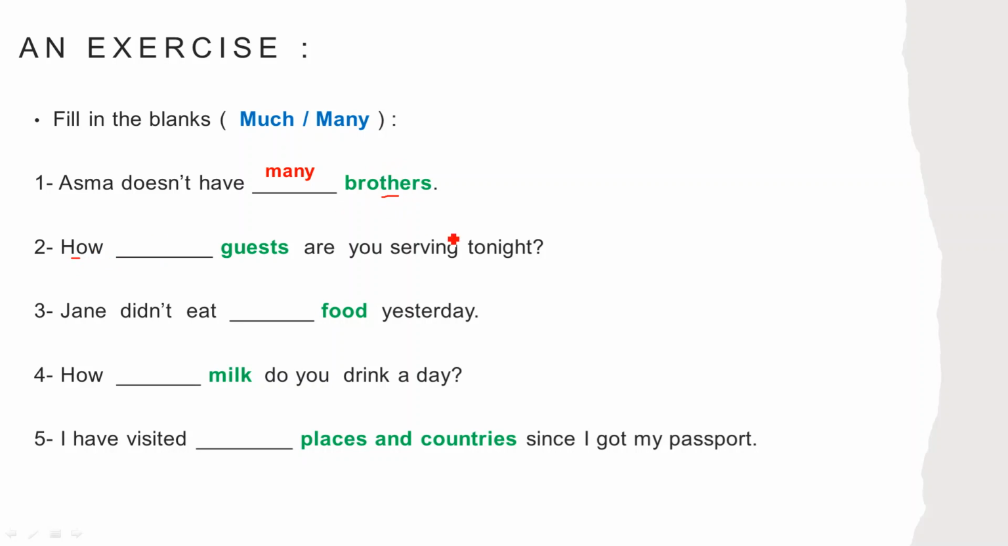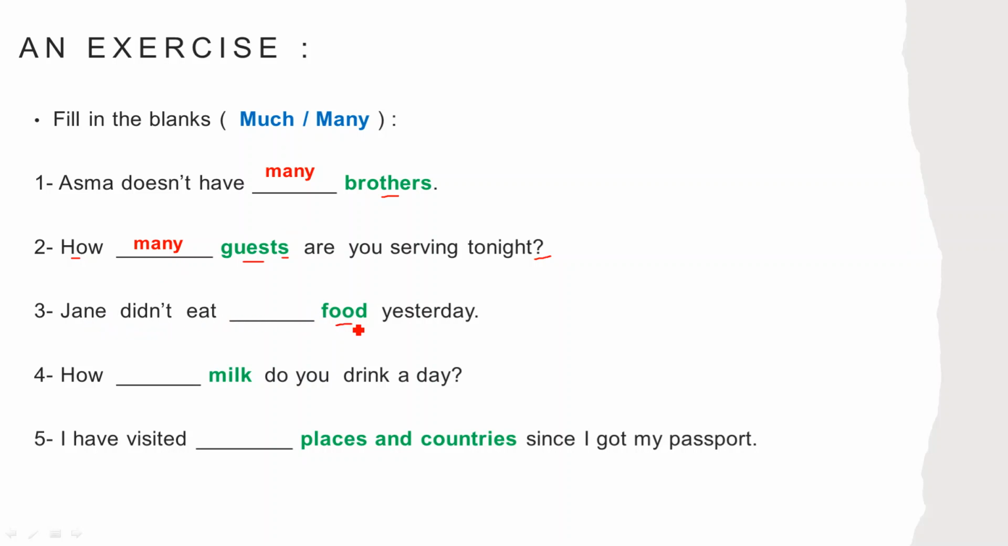Okay, وهون عندي سؤال. How guests are you serving tonight? كلمة guests بمعنى الزوار it is countable وهي من الأسماء المعدودة وفي صيغة الجمع. So we say how many guests are you serving tonight?